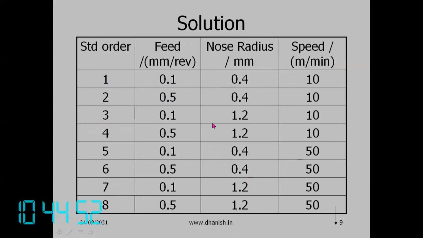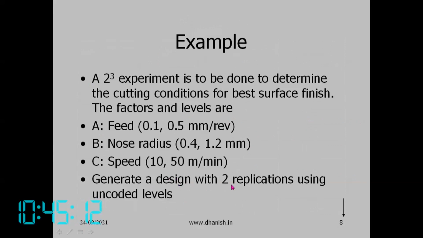So this is one design. And if you repeat the whole thing, it will become a second replication. So this is the second replication. Okay, 9 to 16. So we have repeated. Previously it was 1 to 8, the same thing, and now it is 9 to 16. So the second replication. So the question was to generate a design with 2 replications using uncoded levels.